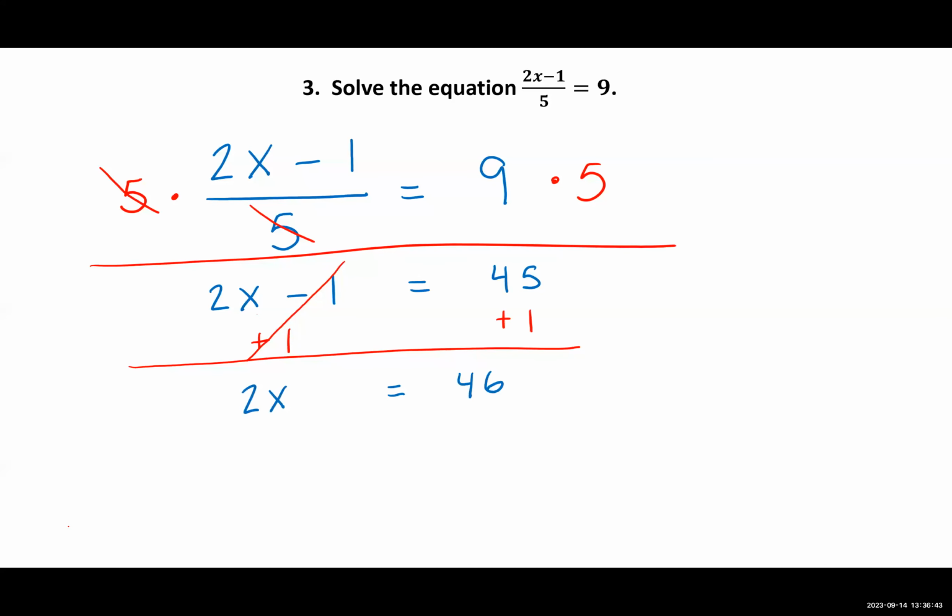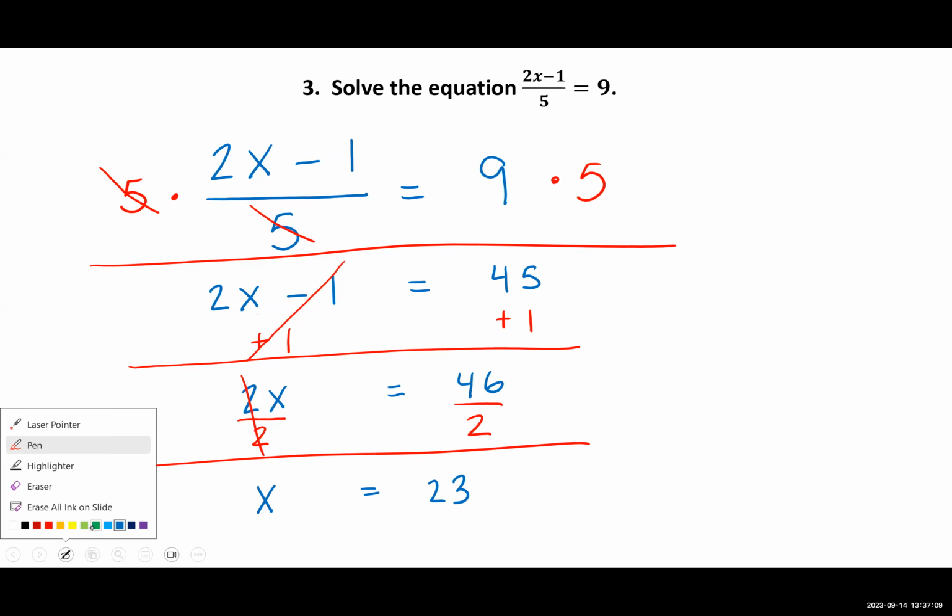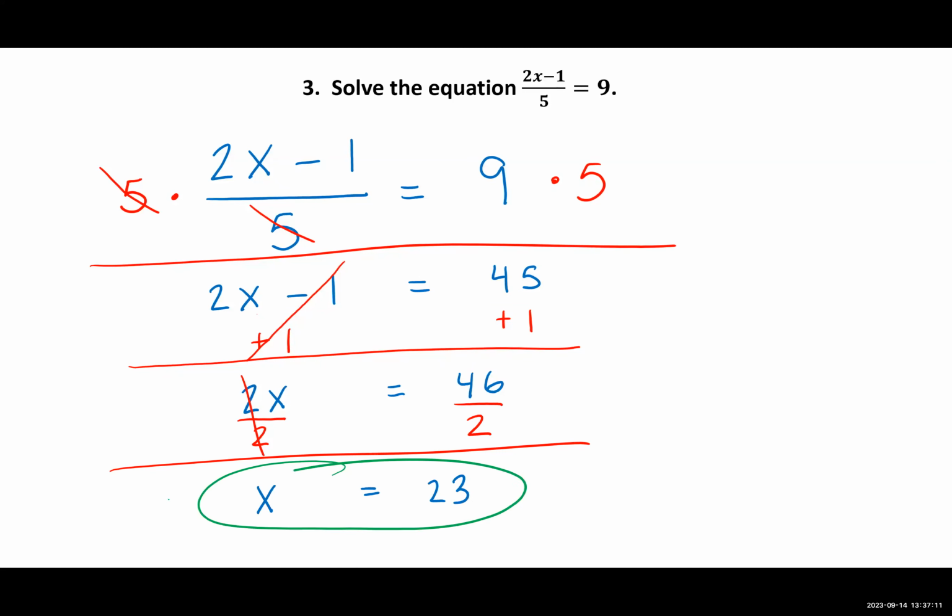All right, last thing to do, x is now being multiplied by 2, so I'll divide by 2. Same thing to the other side. So the times 2, divide by 2, they cancel. So we're left with x on the left. 46 divided by 2 should give us 23. All right, so x equals 23. That's our final answer.